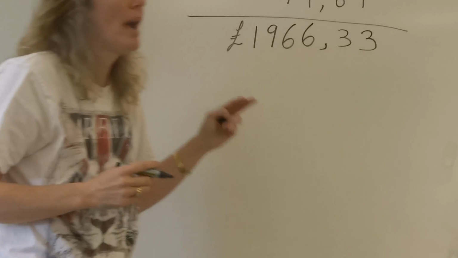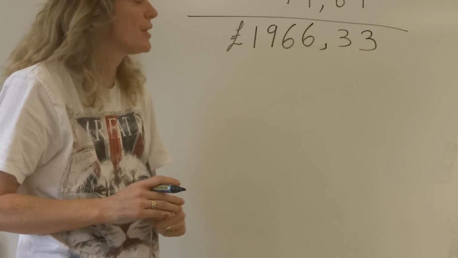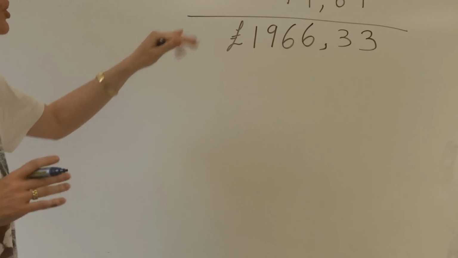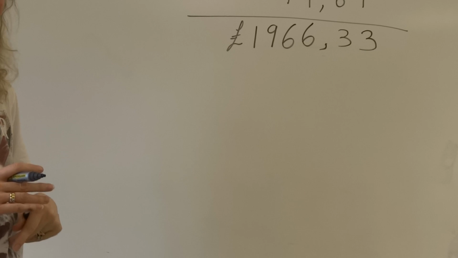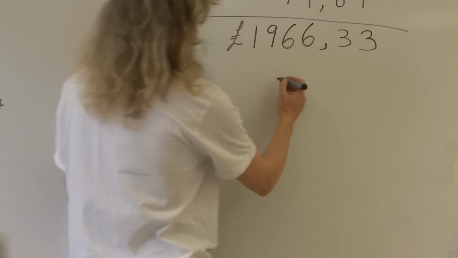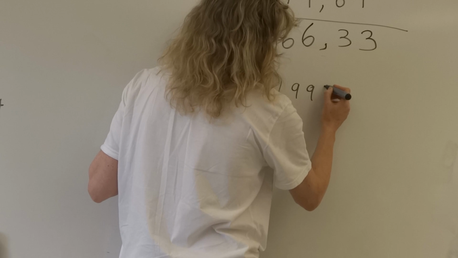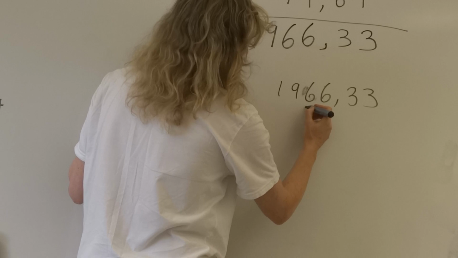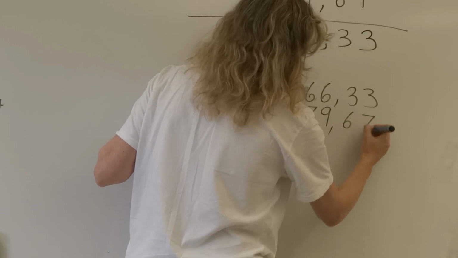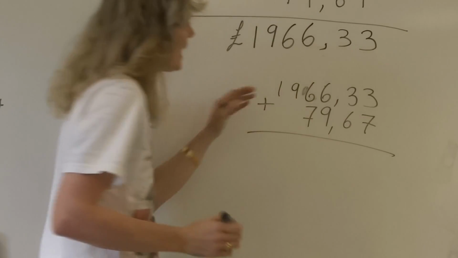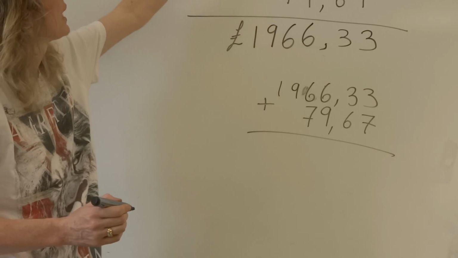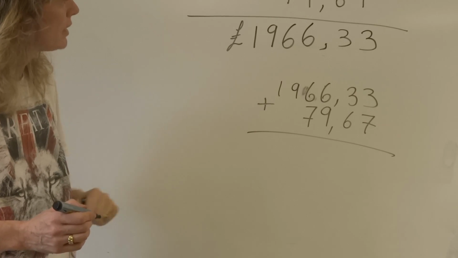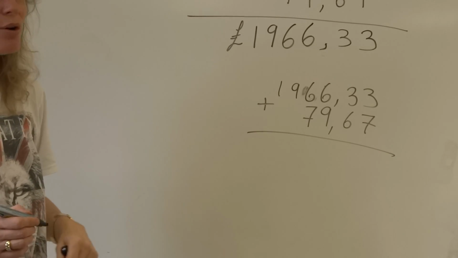So I think that my answer would be £1,966.33. How should I check? Because when you're doing lots of borrowing like this in subtraction, it's easy to make a silly mistake. I'll take my £1,966.33 and add £79.67 to it. And if I've done my subtraction right, I'll get back to 2,046. So always do this quick check in subtraction when you've got lots of borrowing.